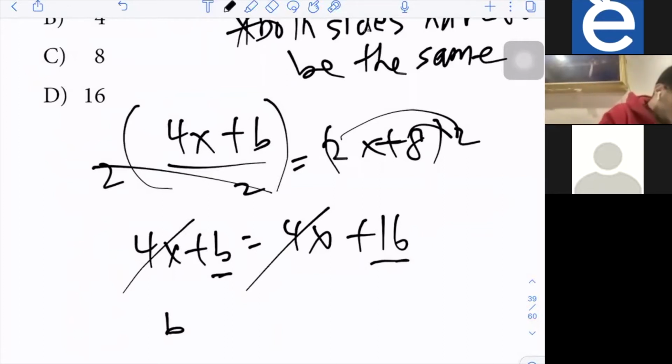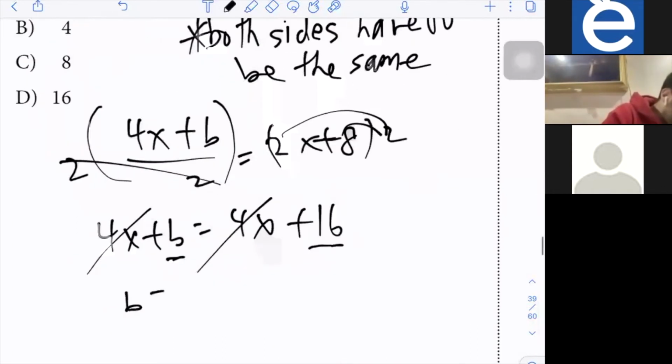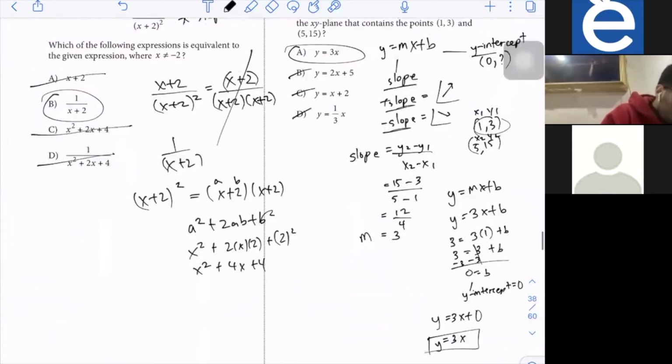So in order for the equation to have infinitely many solutions, you have to have b as 16, which is our answer, choice D. Let me check one thing for a second.